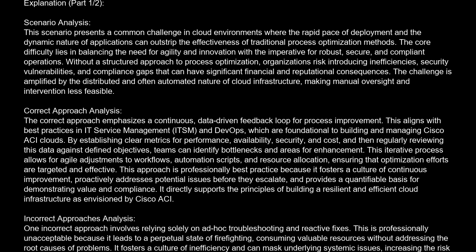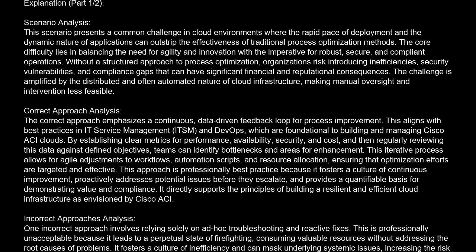The correct approach emphasizes a continuous, data-driven feedback loop for process improvement. This aligns with best practices in IT service management (ITSM) and DevOps, which are foundational to building and managing Cisco ACI clouds. By establishing clear metrics for performance, availability, security, and cost, and then regularly reviewing this data against defined objectives, teams can identify bottlenecks and areas for enhancement.